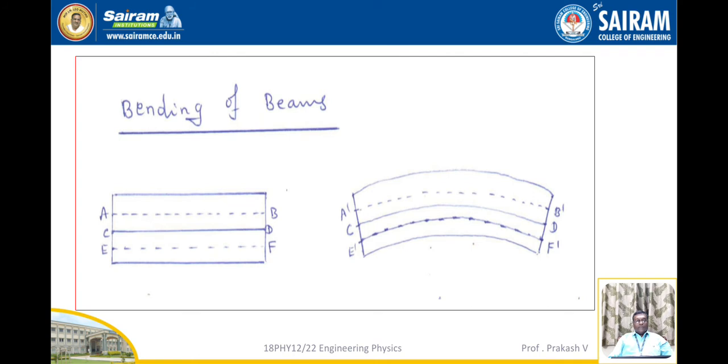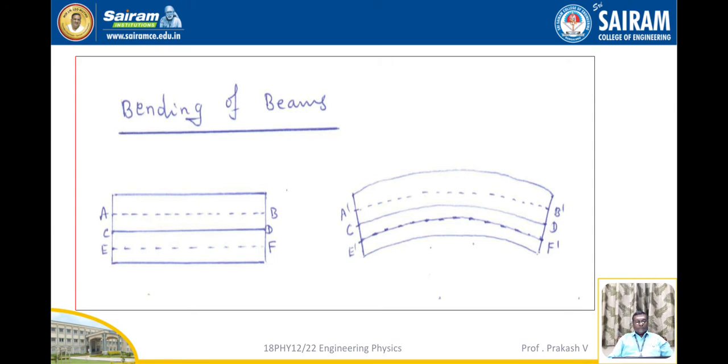When we bend the beam, the deformation happens as shown in the second picture. The top layer, that is AB, undergoes elongation and is elongated to A dash B dash, whereas the bottom layer EF undergoes contraction and is contracted to E dash F dash, whereas the middle layer CD will not undergo any deformation. That's what the picture explains here.